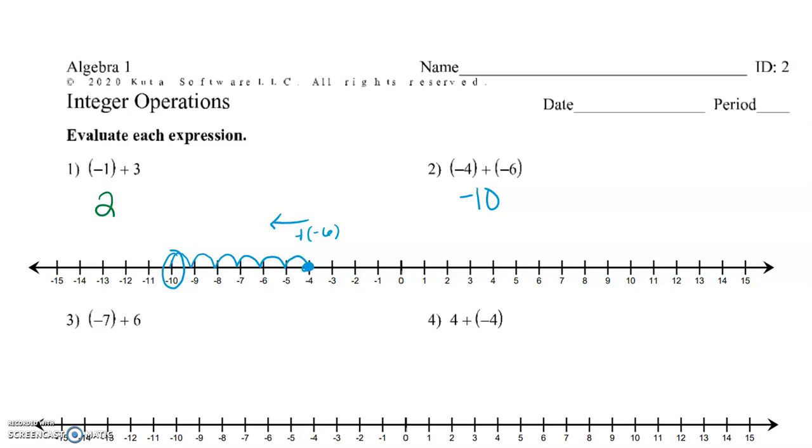Number 3, we have -7 plus 6. So our starting point is -7. And adding a positive 6 tells us to go to the right 6 units. So 1, 2, 3, 4, 5, 6. And we wind up at -1. So notice the difference here. Number 3 was plus 6, number 2 was plus a -6. So that -6 is what made us go to the left, and this positive 6 is what made us go to the right.